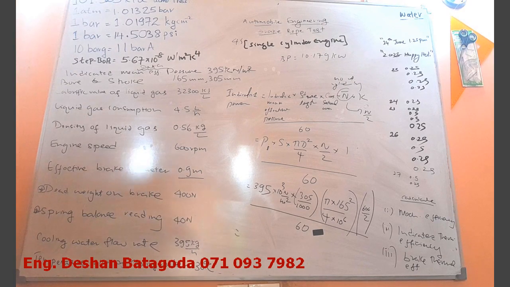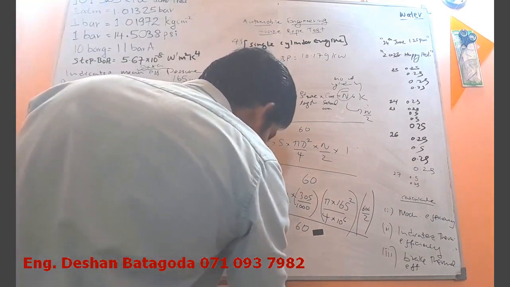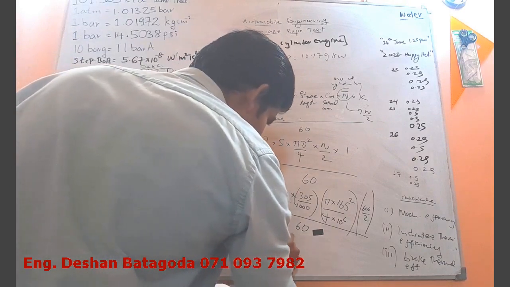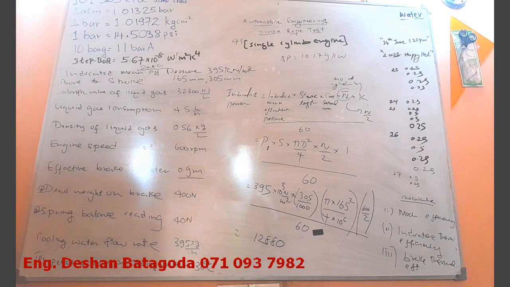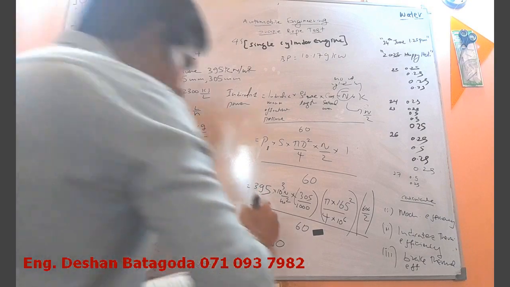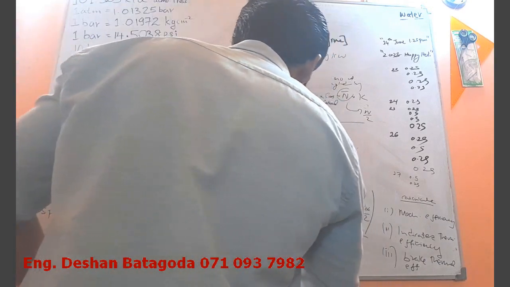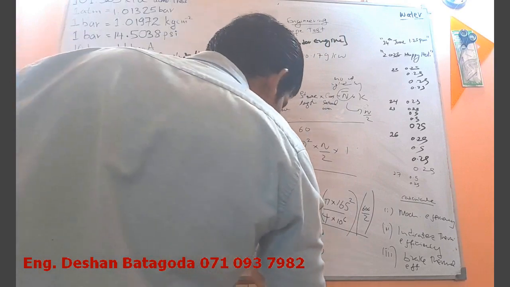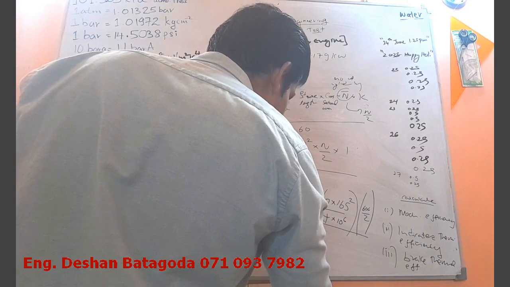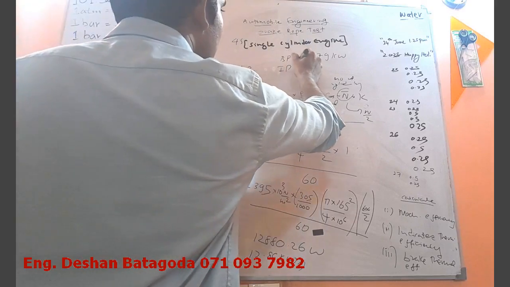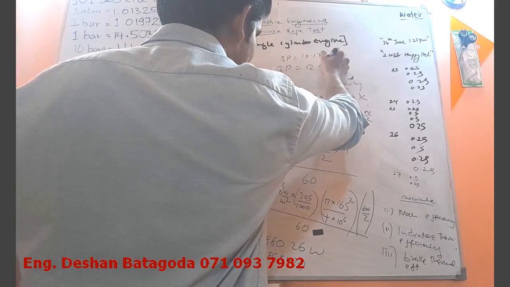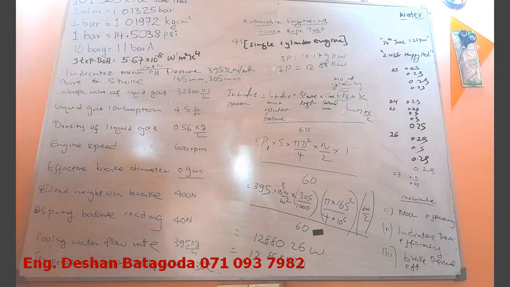So the answer, if you carefully do the simplifications, you are getting 12,880.26 watts. So in kilowatts it will be 12.88 kilowatts. So what is the indicated power? That is 12.88 kilowatts. Now again carefully focus on the board.